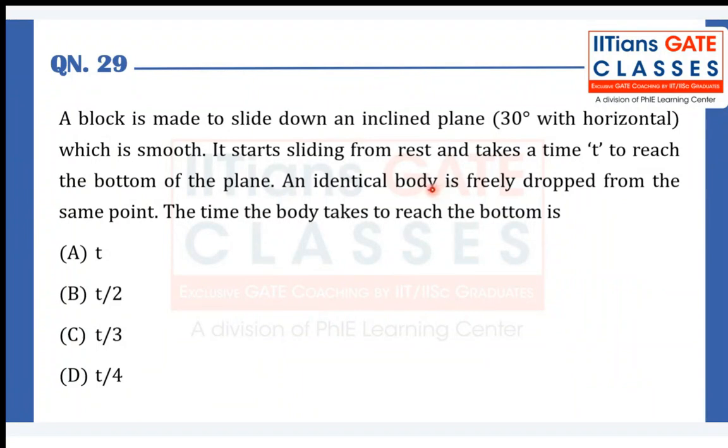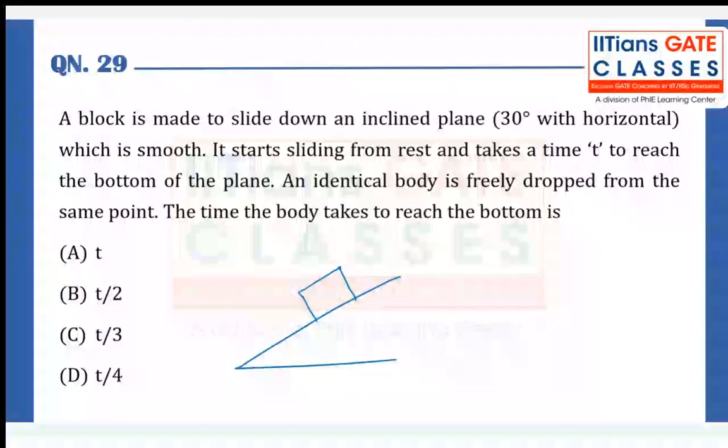An identical body is freely dropped from the same height. The time the body takes to reach the bottom is. So we have two situations here. In the first situation, the block is sliding from a certain position on an inclined plane, which is 30 degree inclined to the horizontal. And in this case, we have the time t to reach the ground.